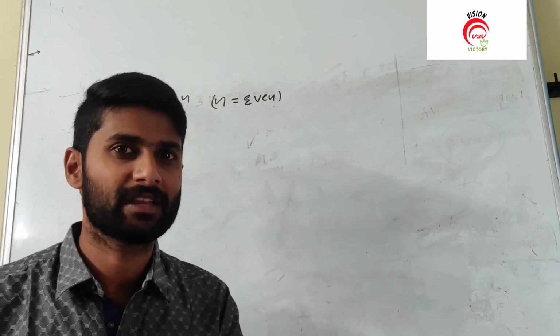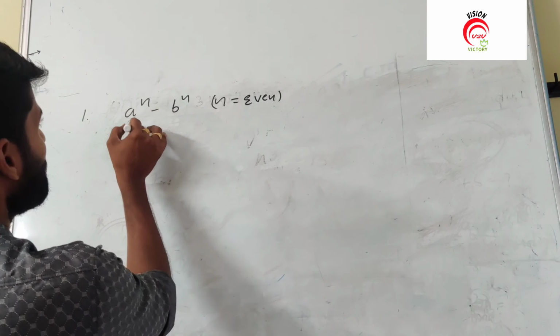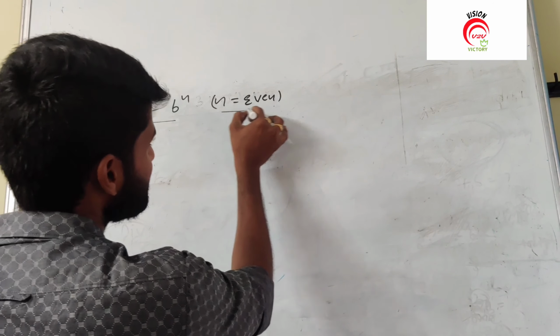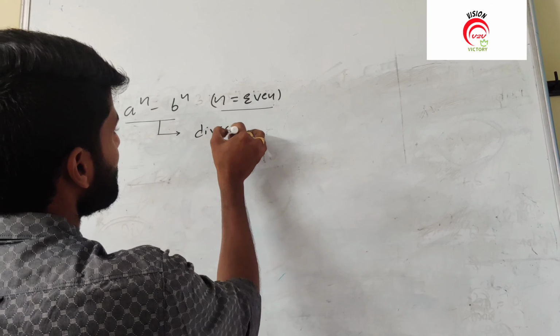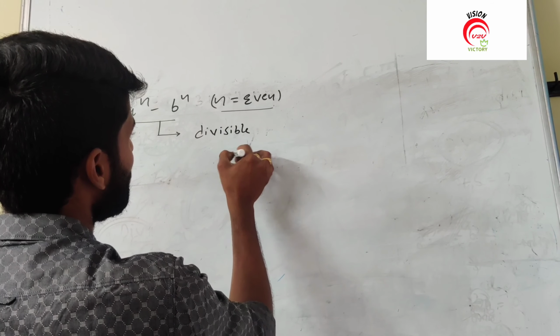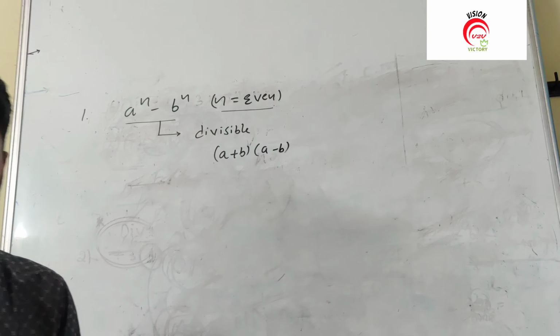What is the formula for a² − b²? (a + b)(a − b). It means if aⁿ − bⁿ, where n is an even number, it is always divisible by (a + b)(a − b). This is the first part.